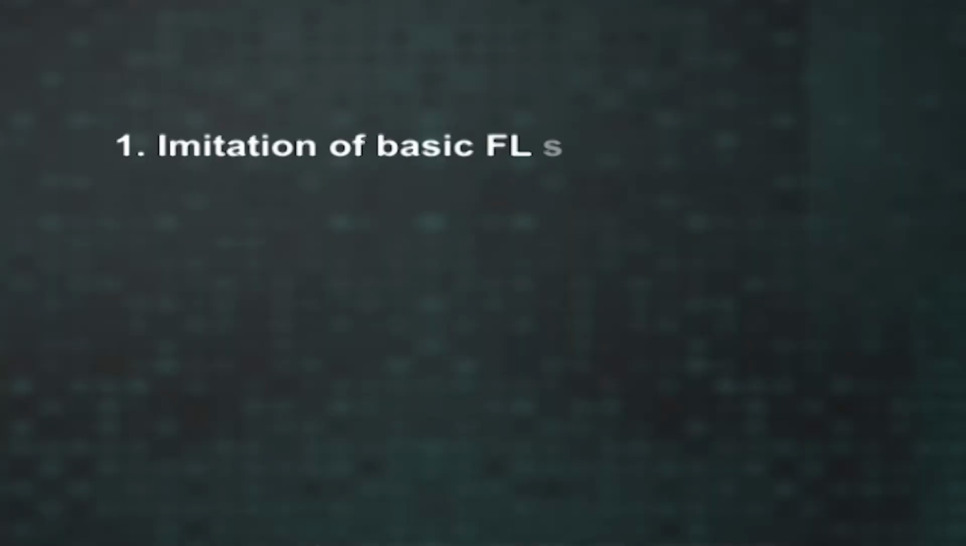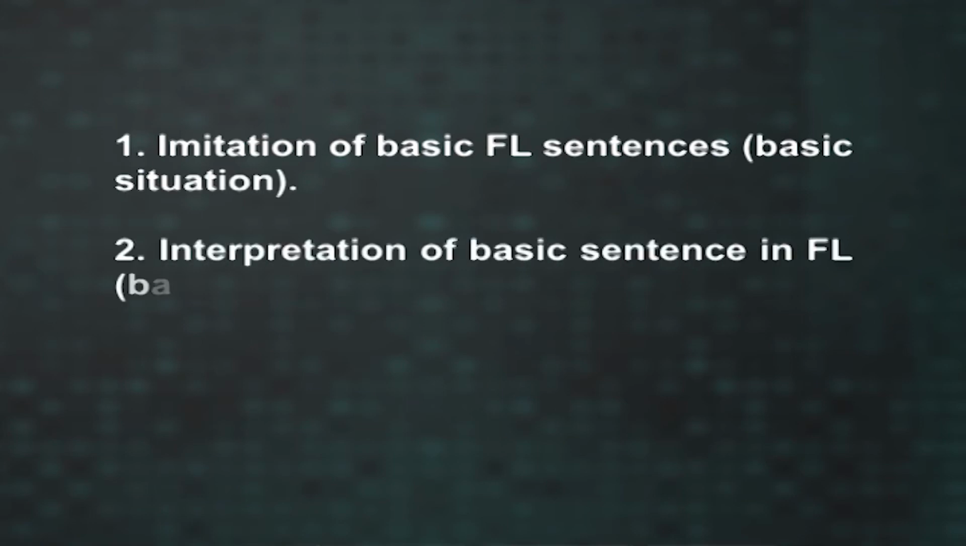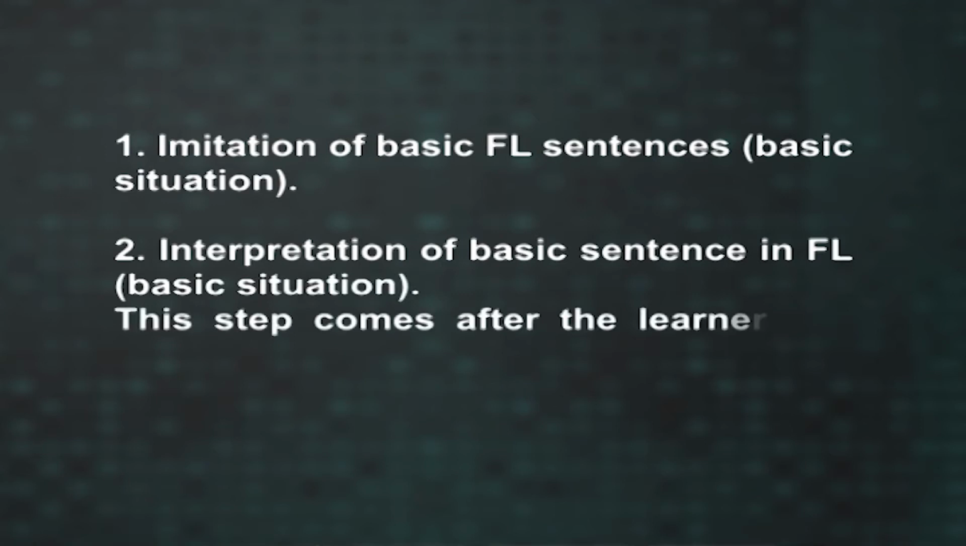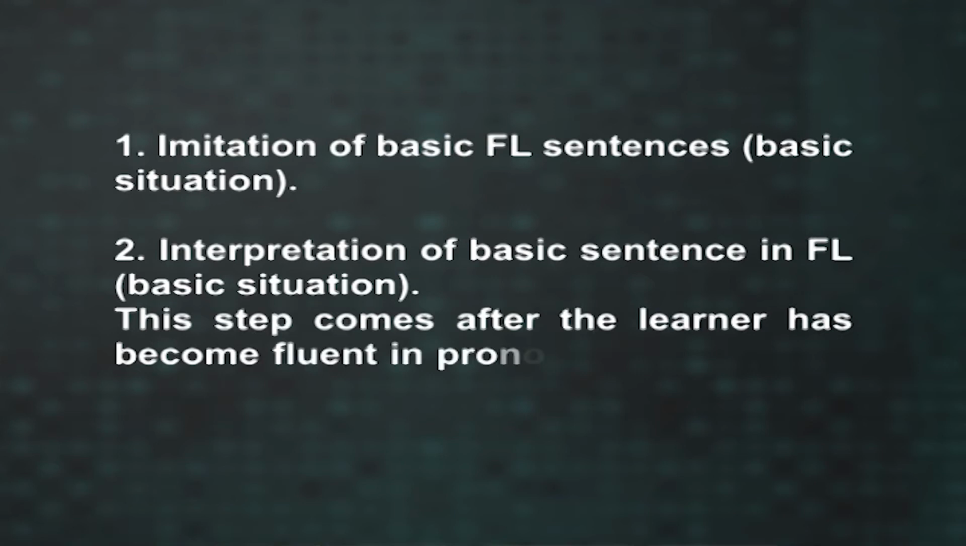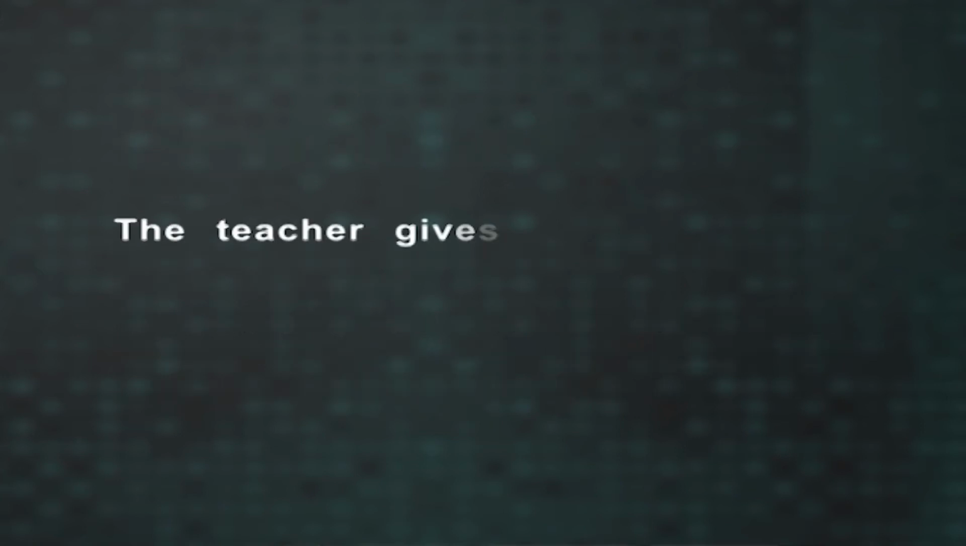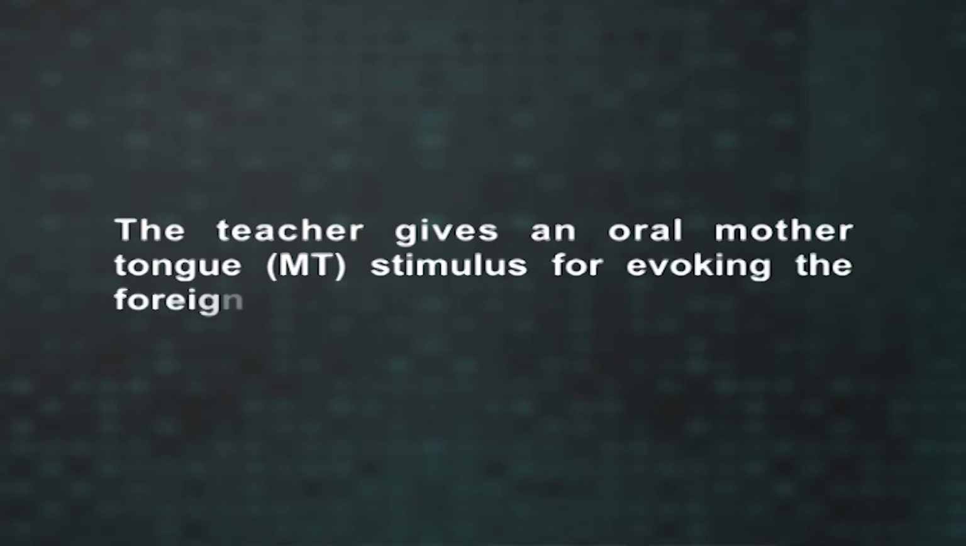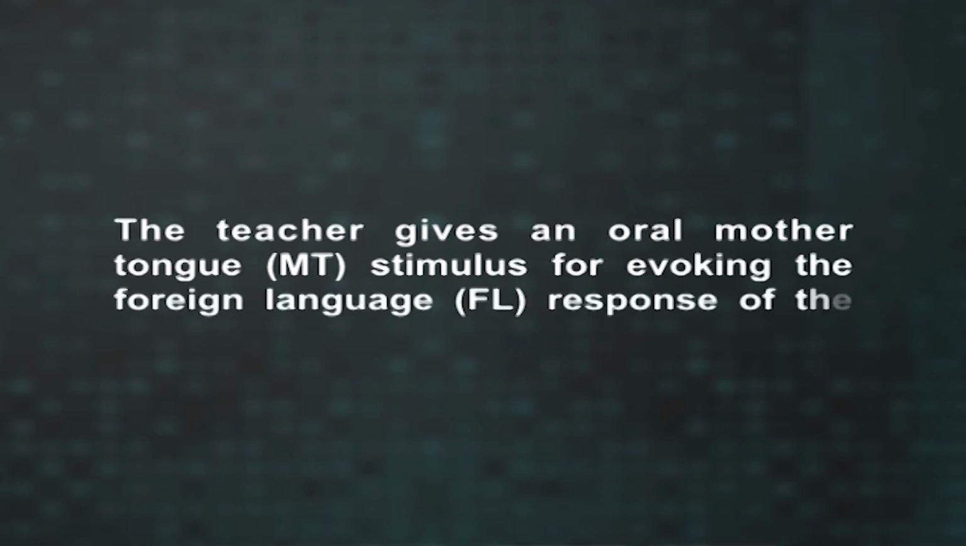Imitation of basic foreign language sentences. Basic situation. Interpretation of basic sentence in foreign language. Basic situation. This step comes after the learner has become fluent in pronouncing the basic sentences in foreign language. The teacher gives an oral mother tongue stimulus for evoking the foreign language response of the learner.